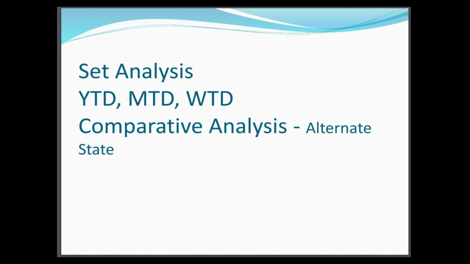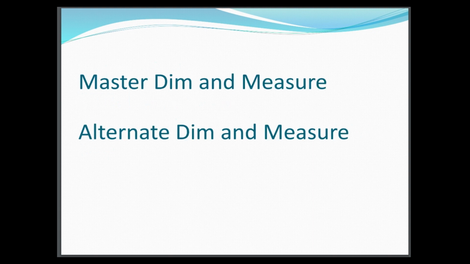And then we have comparative analysis, which can be done with the help of alternate states. Then, getting into the UI, we have the master dimensions and master measures, which are helpful when you want to reuse the same set of dimensions or expressions in multiple places. We also have alternate dimensions and measures, which help you toggle between dimensions and measures, similar to what we had in QlikView, the cyclic groups and drill down groups.